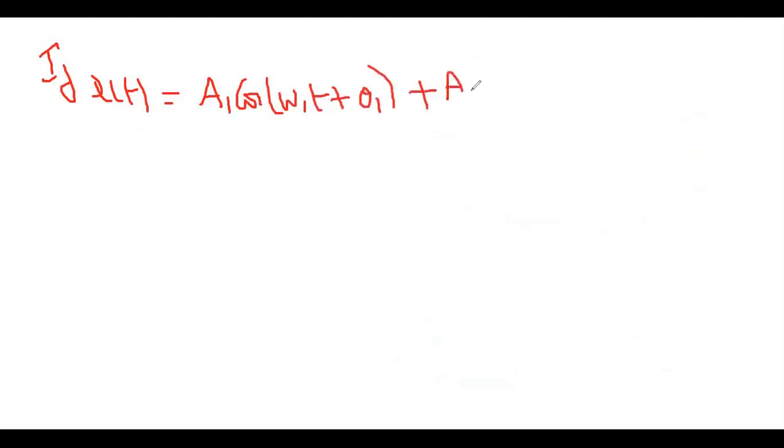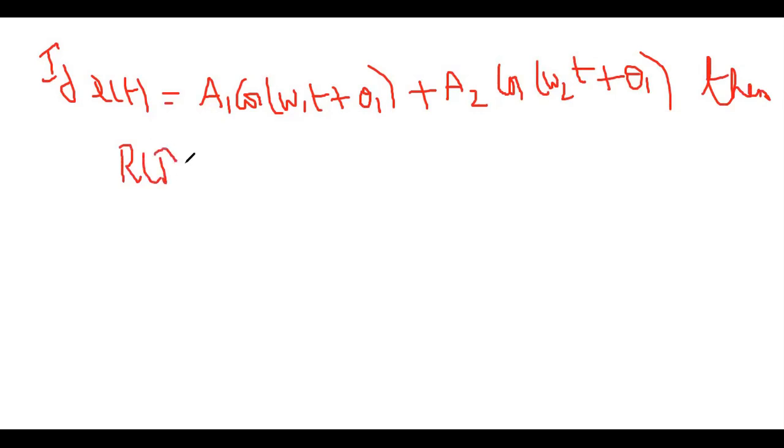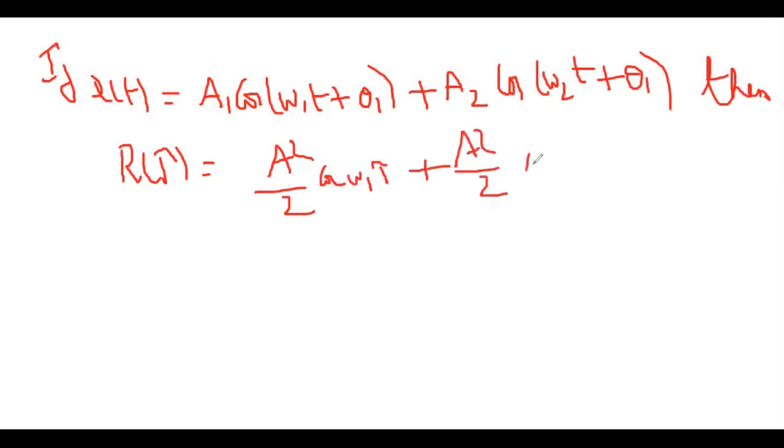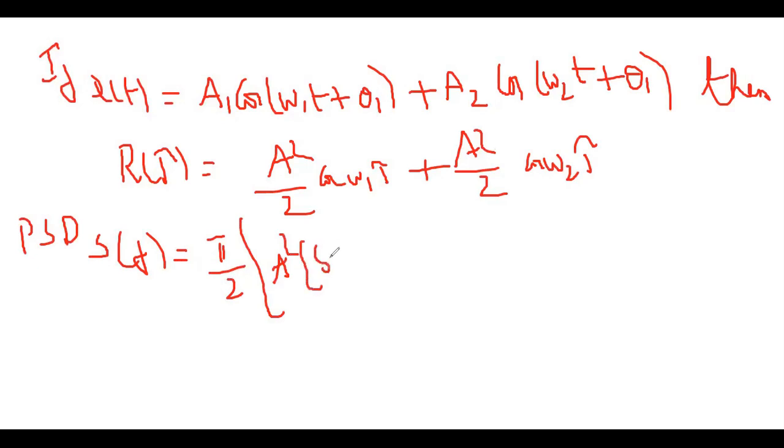If x of t, the signal, is given as a1 cos omega 1 t plus theta 1 plus a2 cos omega 2 t plus theta 1, then find out that r of tau is equal to a1 square by 2 cos omega 1 tau plus a2 square by 2 cos omega 2 tau, and S of f is nothing but the power spectral density, pi by 2 into a1 square multiplied with the delta of omega plus omega 1 plus delta of omega minus omega 1.